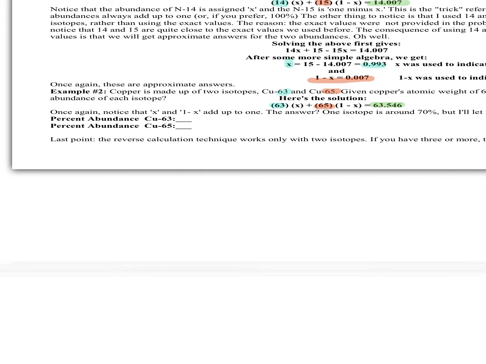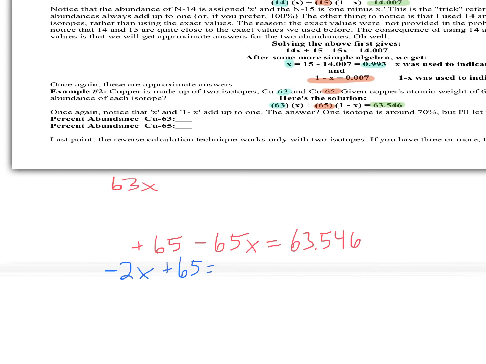So to solve for x, we have 63x, right? You multiply these two together. Then we distribute, okay? Plus 65 minus 65x equals 63.546. Okay? So 63x and the negative 65x, you combine like terms. So if I combine like terms, I get a negative 2x plus 65 equals 63.546.